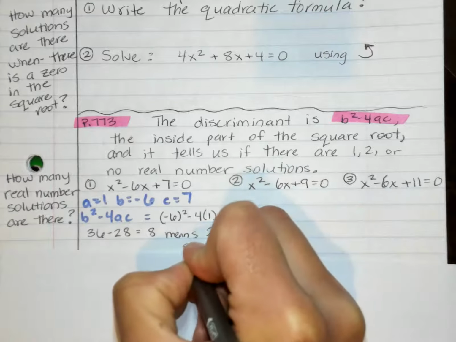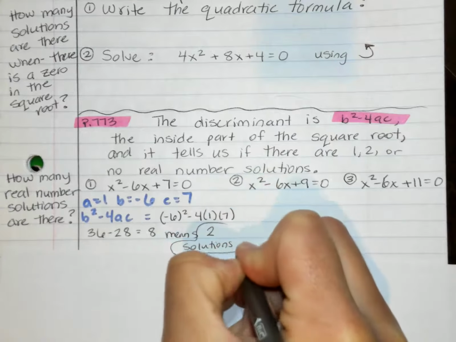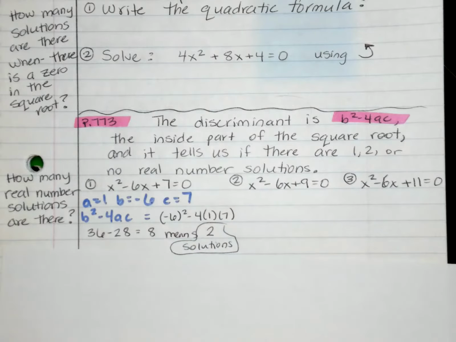I don't want to write it over there. So 2 solutions. And in MathXL, that's kind of like what you would put. It's 2 real number solutions. Okay, so let's try the next one.